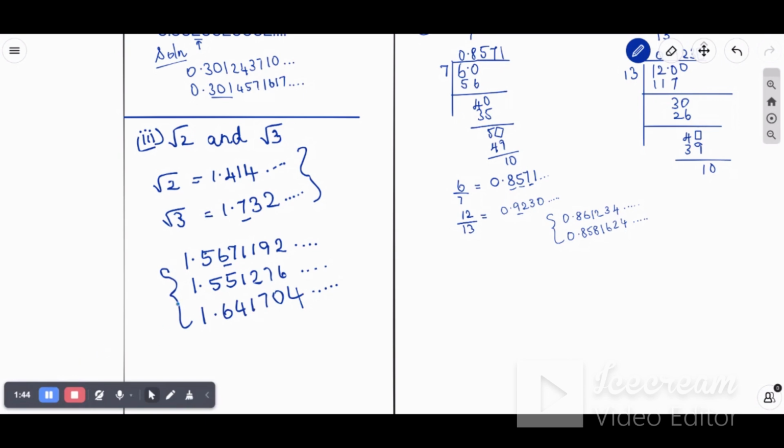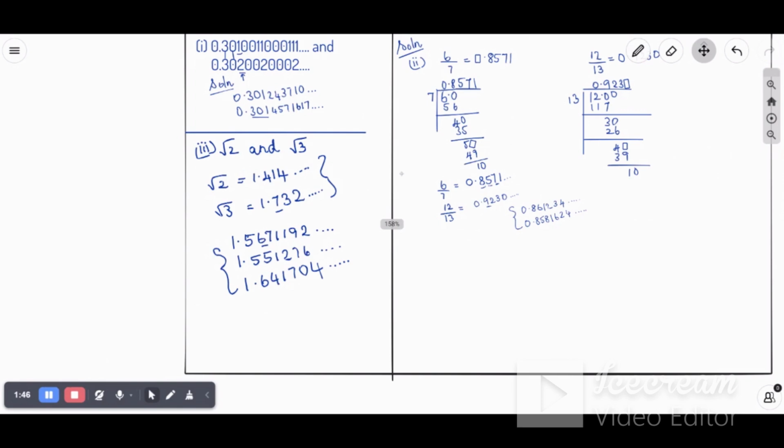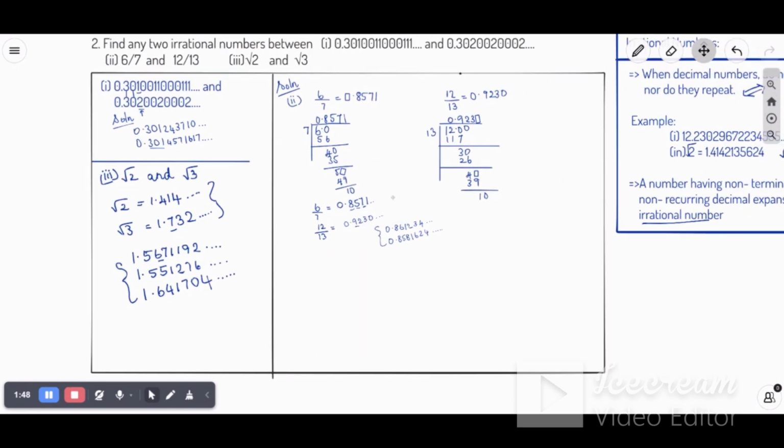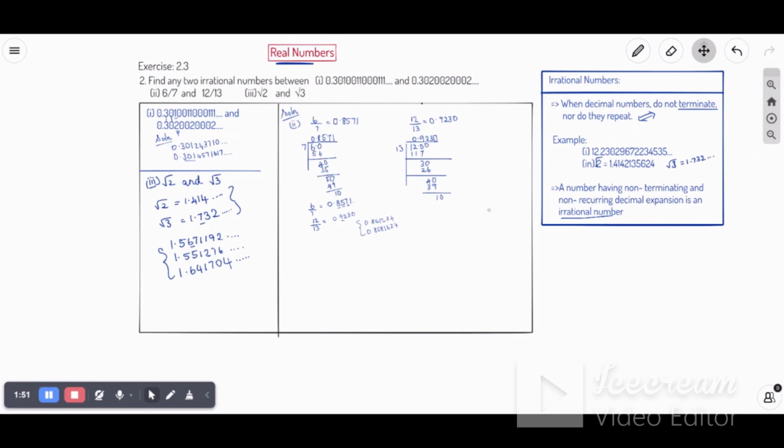Hope you understood this question. In conclusion, we have to be very clear that irrational means it should not terminate and it should not repeat. So those are irrational numbers.